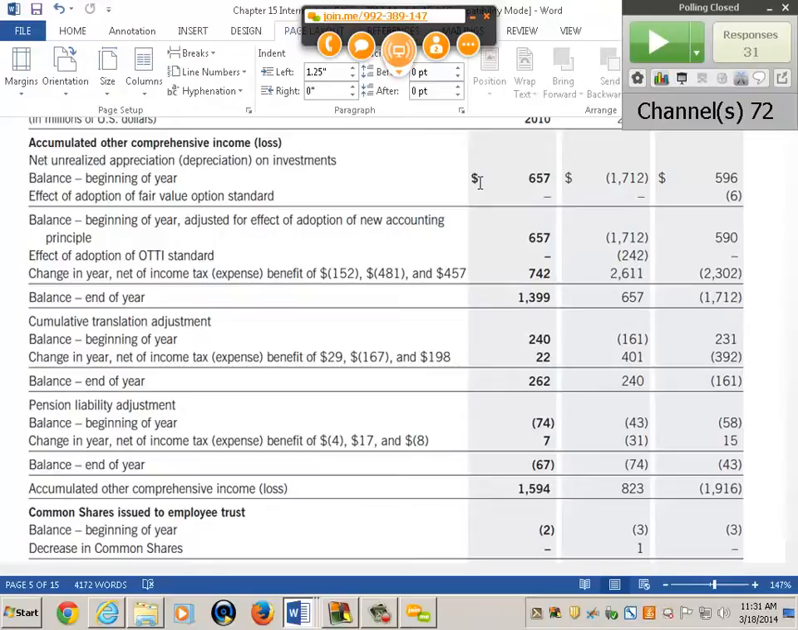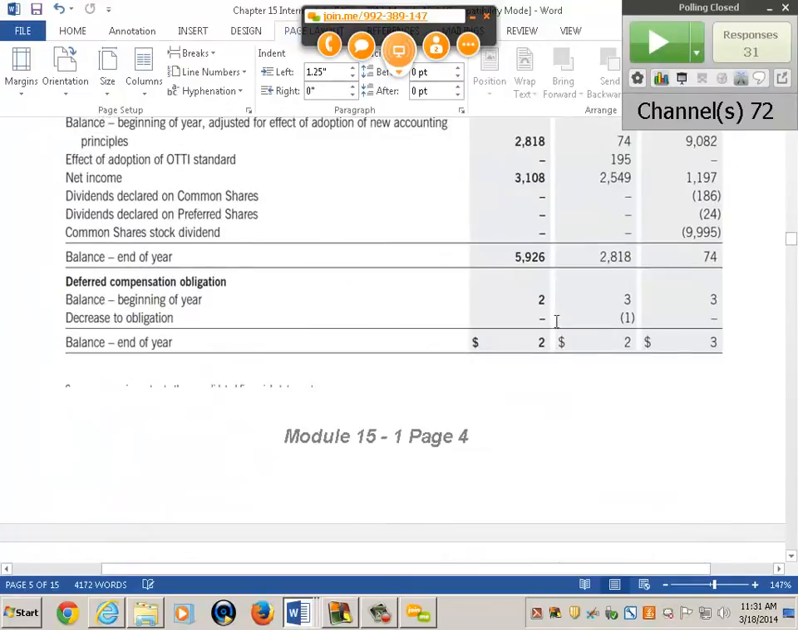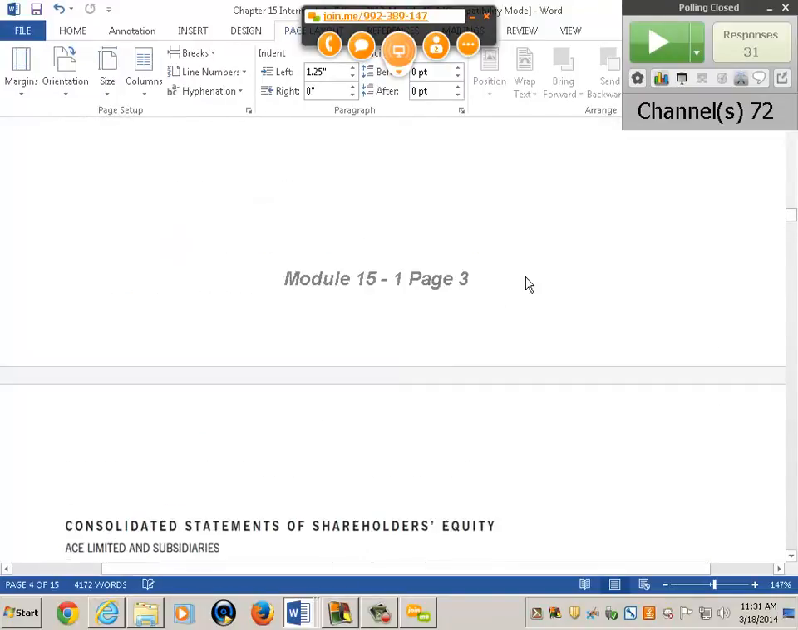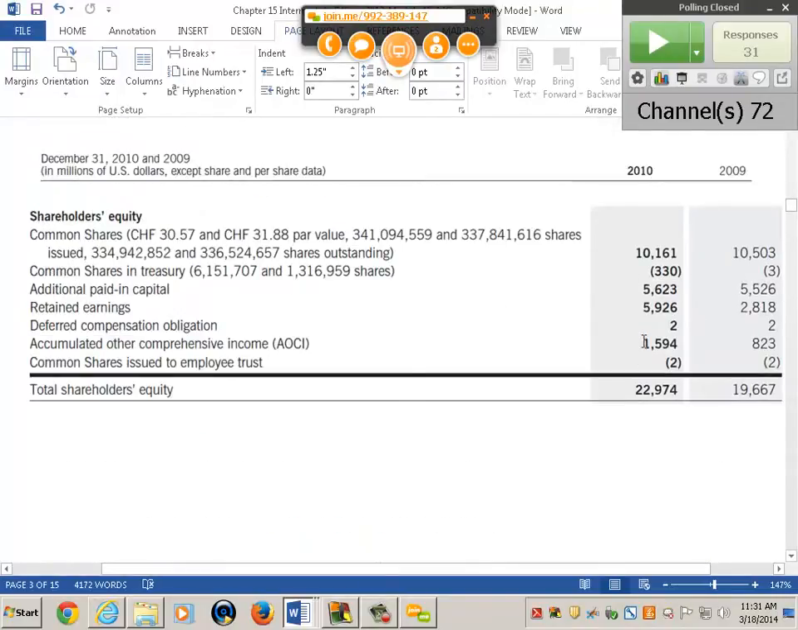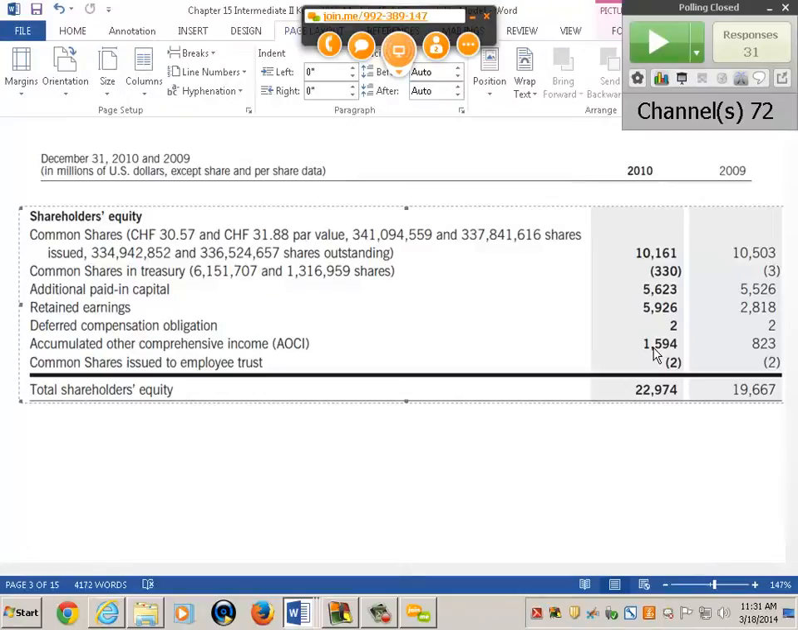And also, please, when you have a chance, go back and see how this ties back to the balance sheet. So the 1594, that should tie right back to the balance sheet. So the 1594 on the statement of stockholders' equity, if you go back to page 3, should also be the 1594 you see here with the arrow back on the stockholders' equity section. So every line item is explained on the statement of changes of stockholders' equity.